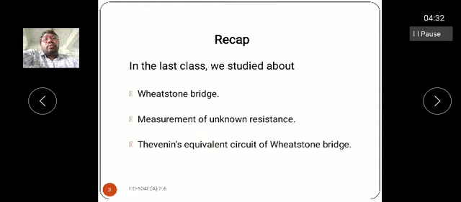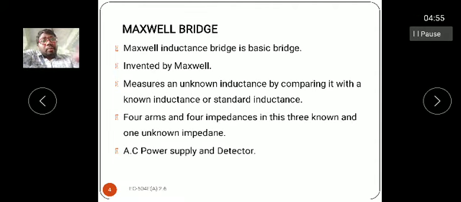That means the entire circuit is replaced with two elements only: the Thevenin's equivalent voltage and the Thevenin's equivalent resistance. This is generally called the Thevenin's equivalent circuit of any bridge circuit or any electrical circuit. Here our main topic is the Maxwell's bridge. What is the use of this particular Maxwell's bridge?